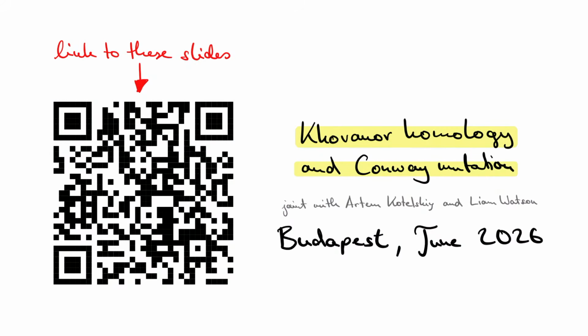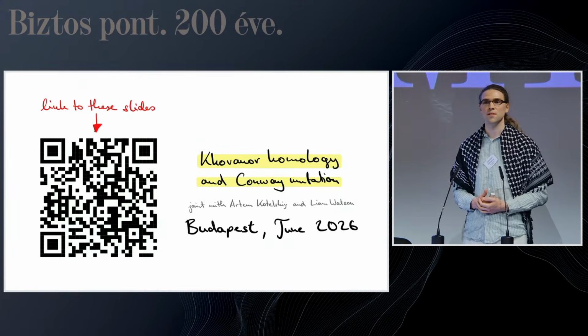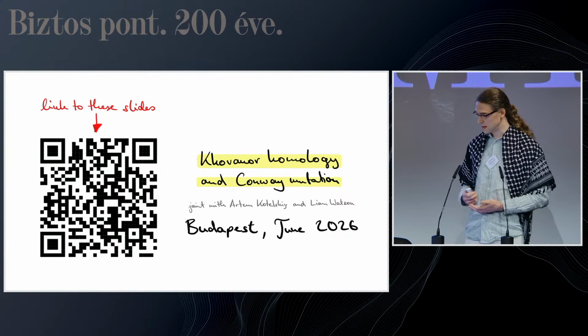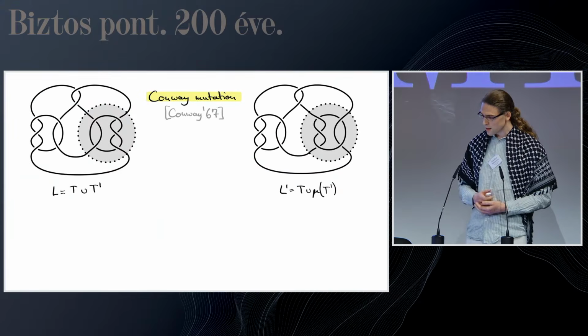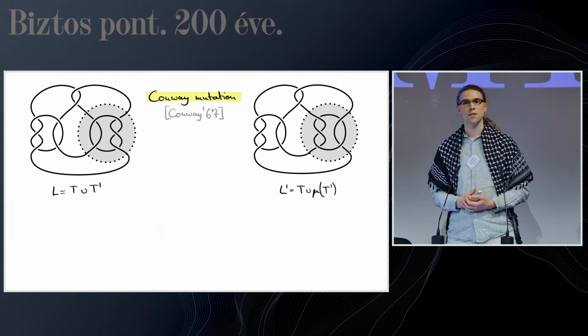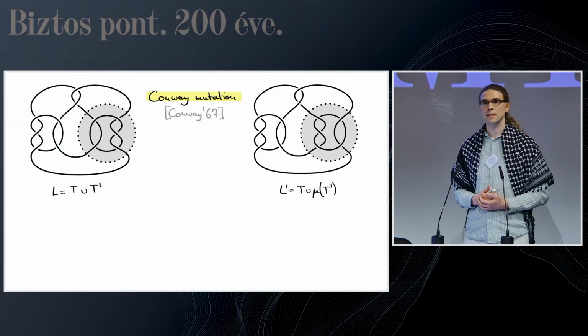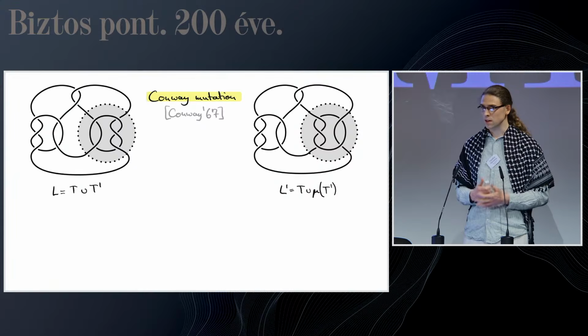I want to tell you about a project that started quite a while ago while I was still a postdoc with Liam Watson. So this is joint work with Artyom Kotelsky and Liam Watson. The story starts with an observation of John Conway that he made in the 1950s, 1960s, while trying to compile knot tables or finding a more efficient way to tabulate knots.